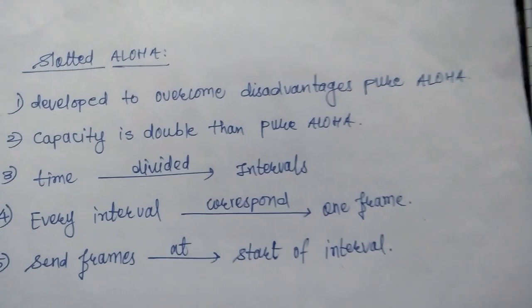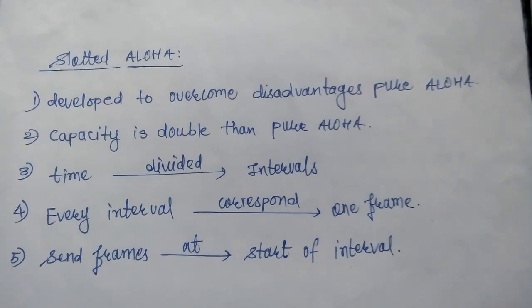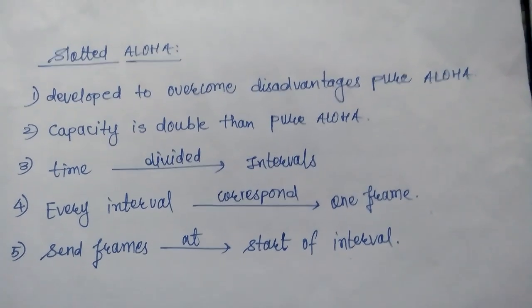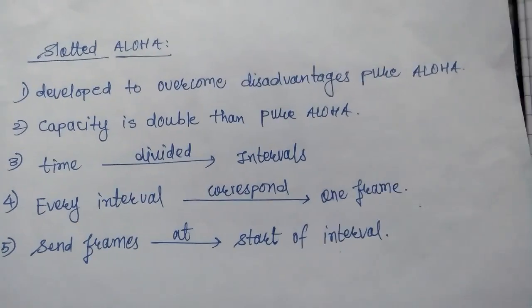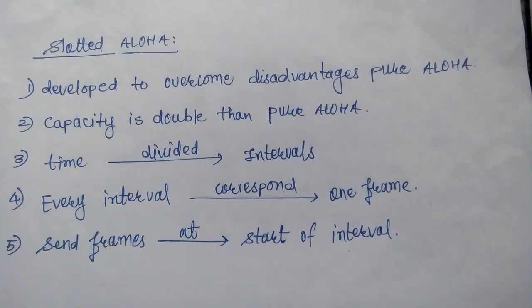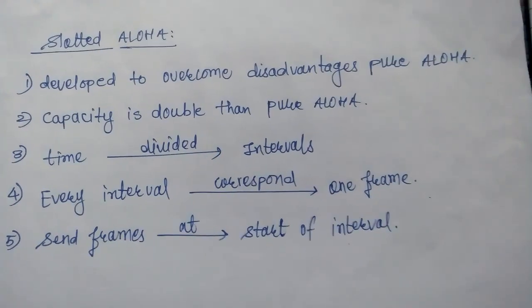The first thing about slotted ALOHA is that it was developed to overcome the drawbacks of pure ALOHA. The major disadvantage of pure ALOHA was its capacity to handle signals. It was not so good. So in slotted ALOHA, that capacity almost becomes double.